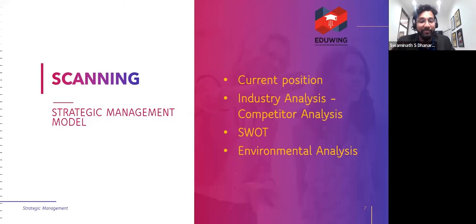Overall, it might affect the industry. That's what environmental analysis is. Fine. So this comes under the first step, that is the scanning step. So in the strategic management model, the first step is scanning.